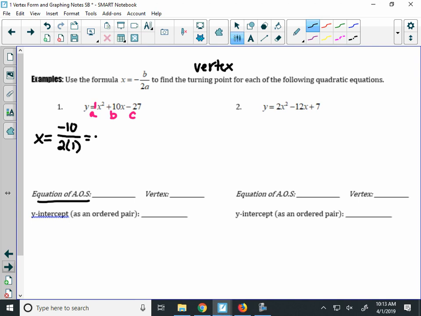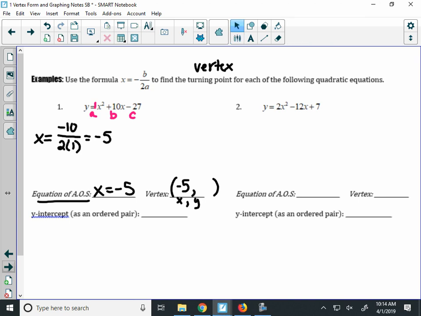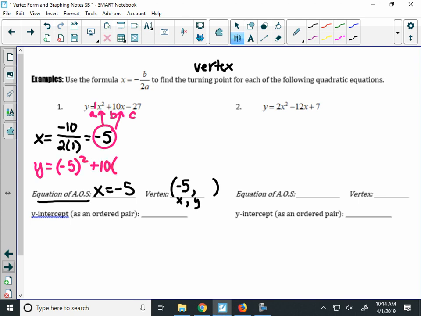Well, negative 10 divided by 2 is negative 5. And that would be our equation of the axis of symmetry, x equals negative 5. The vertex of this quadratic is an ordered pair. It's going to have an x and a y. The x value of the vertex is equal to the axis of symmetry. The y value we have to do a little bit of work for. We need to take this x value we just found and put it into the quadratic function for x. So I'd have, in parentheses, negative 5 squared plus 10 times negative 5 minus 27.